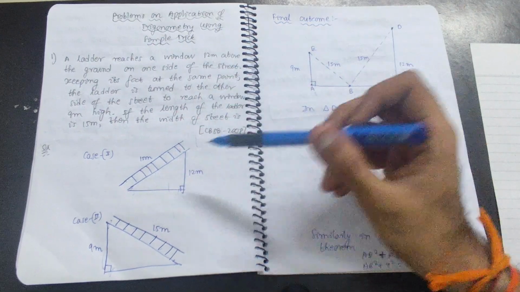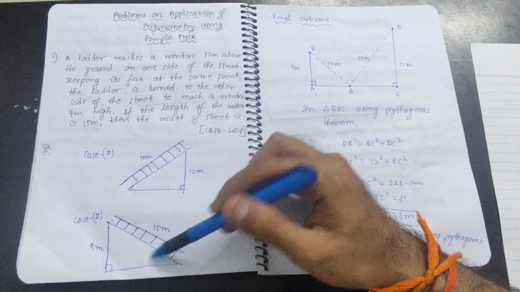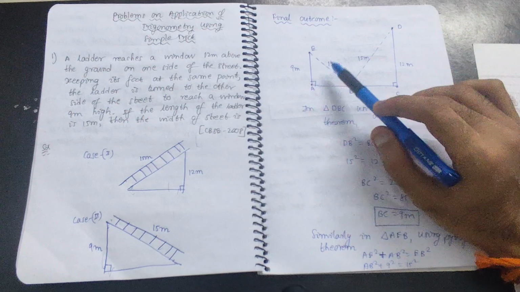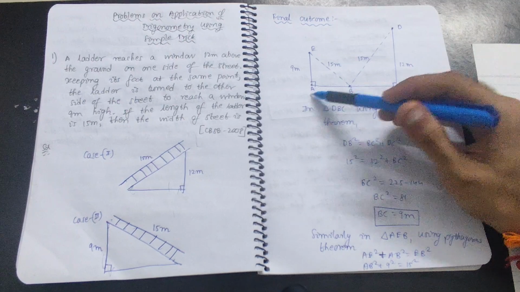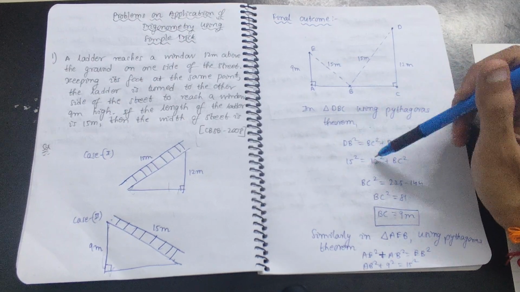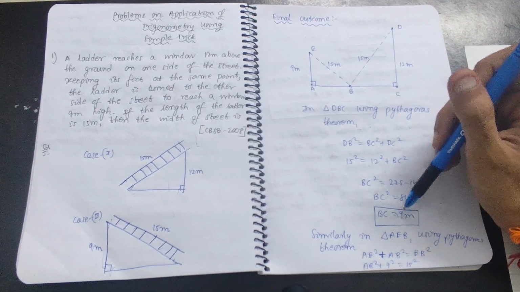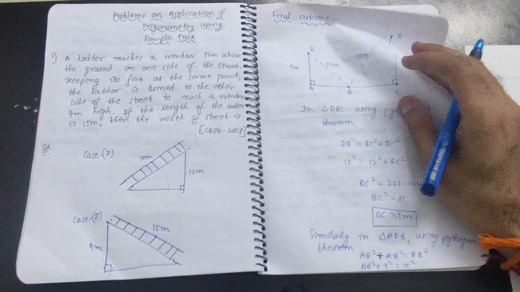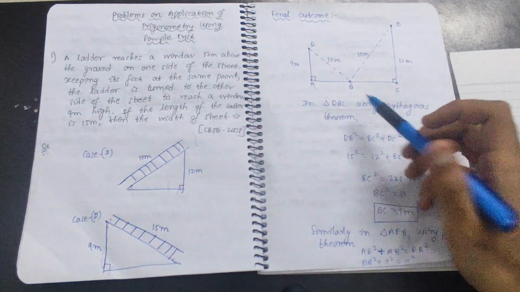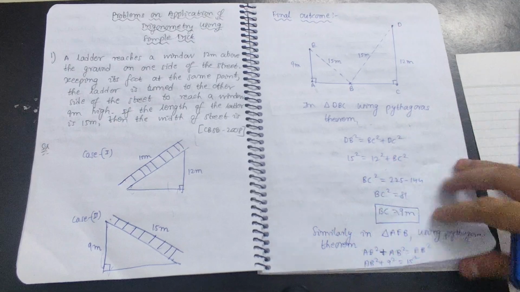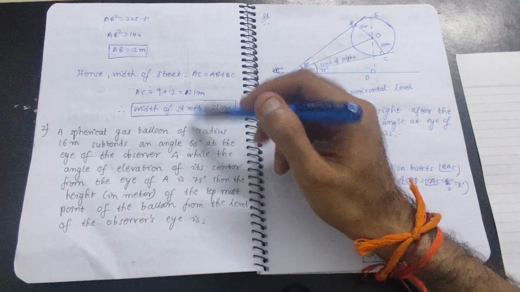The same ladder is standing on the other side, against a wall 9 meters high, on another part of the street. So what is the final outcome we get? Here we take a point B in between AC, and we use the Pythagoras theorem. We apply Pythagoras theorem in triangle DBC and find the side BC, and in triangle AEB we find the side AB. What is the width of the street? Width is nothing but the total length of the street AC, which is AB plus BC. So when you add both of them, you get your answer as 21 meters. This is a simple one.